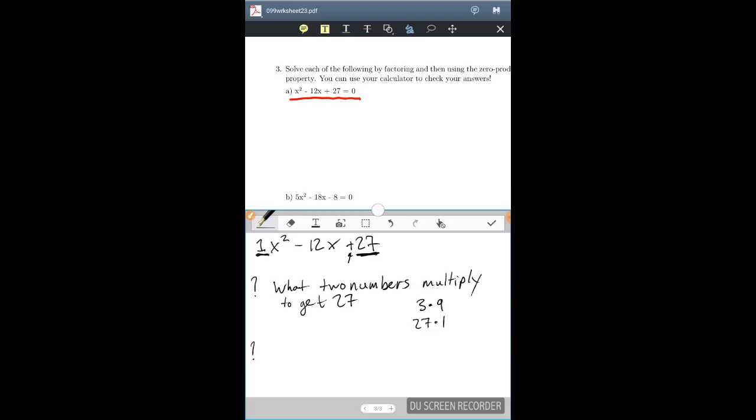But remember, what we want to do for our next question is add these two numbers in order to get this middle number here. And remember, we want to keep the negative sign. Right here, we want this negative sign. So the second question is, I need to be able to add these two numbers that I picked in the first question to get negative 12. It doesn't look like I'm going to be able to do that with the first two I picked, right? I had 3 and 9, both positive, and 27 and 1.